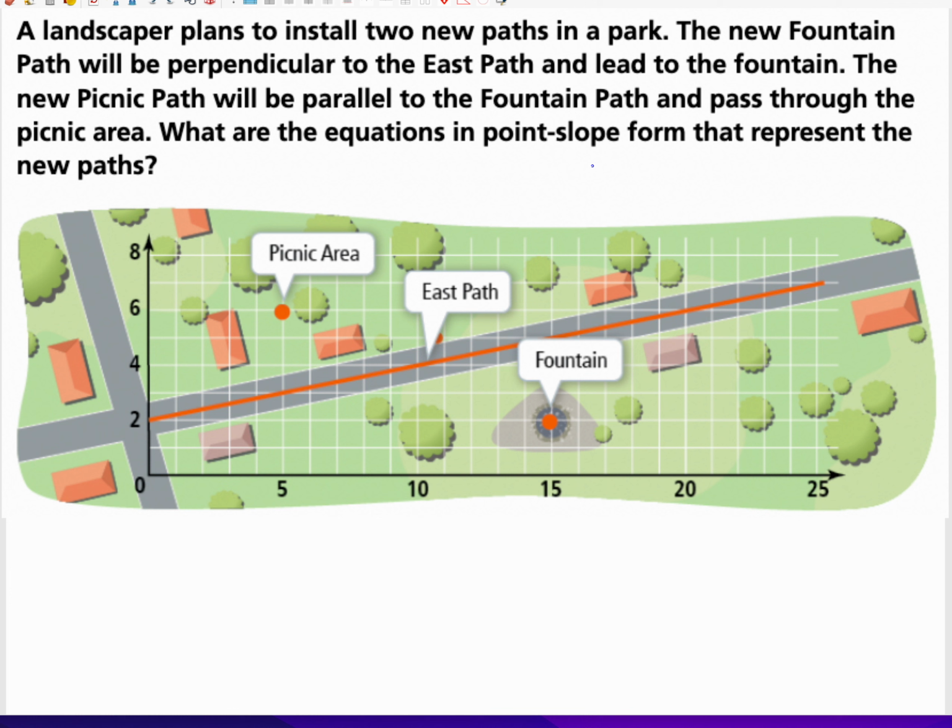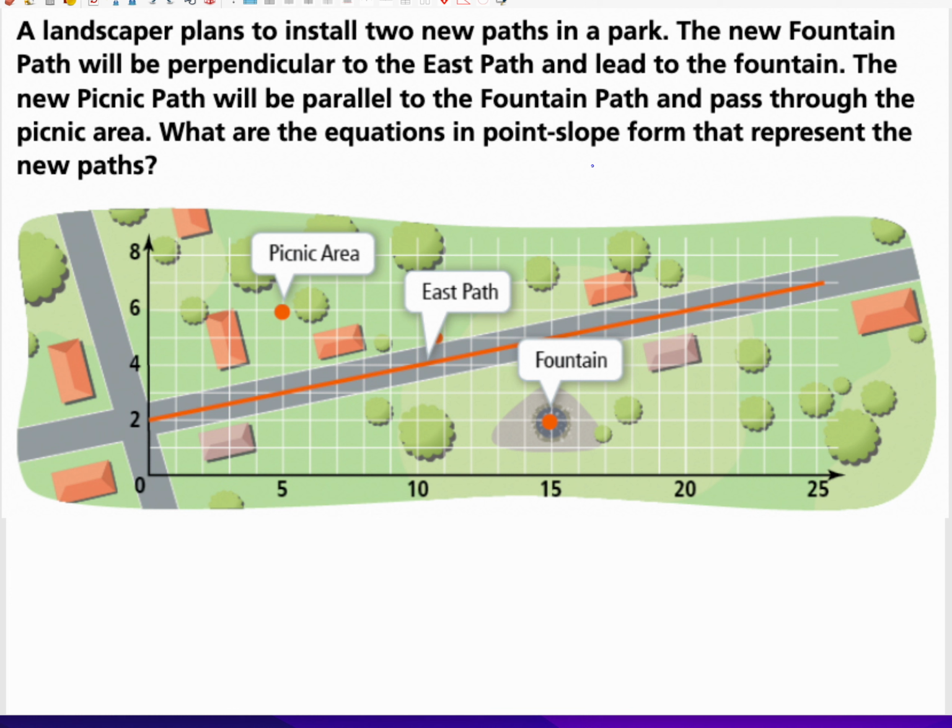A landscaper plans to install 2 new paths in a park. The new fountain path will be perpendicular to the east path and lead to the fountain. The new picnic path will be parallel to the fountain path and pass through the picnic area. What are the equations in point slope form that represent the new paths? Oh my goodness. Point slope form.